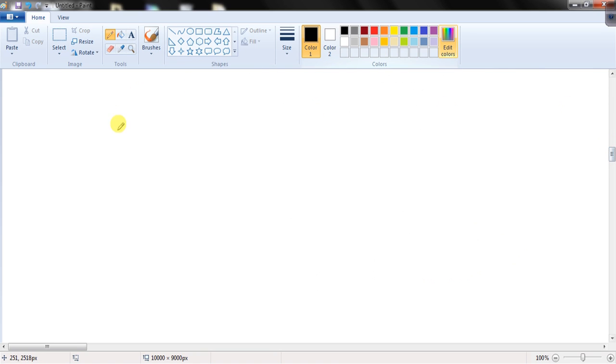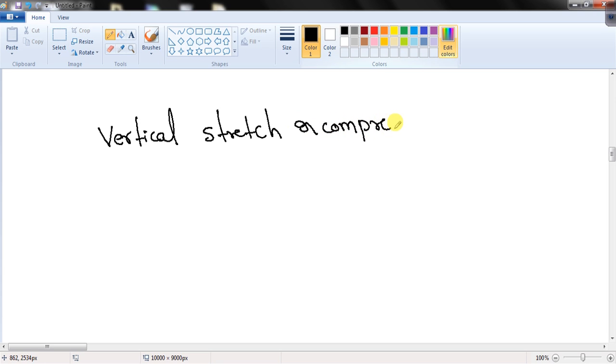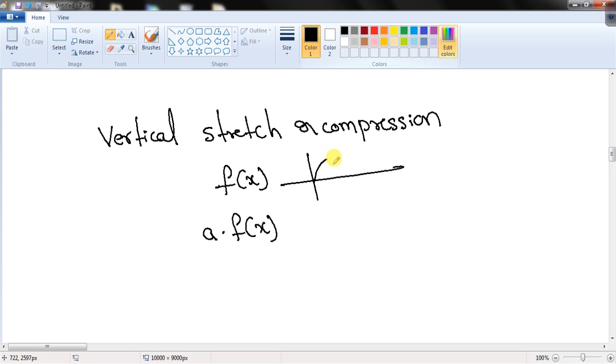Now we have vertical and horizontal stretching and compression. This is where students get confused unnecessarily. Vertical stretch or compression, even horizontal stretch or compression. So if I have the graph of f of x, and if I need to draw the graph of a times f of x, so if this is the graph of f of x, then a times f of x is vertical stretch if a is greater than 1, and vertical compression if a lies between 0 and 1.